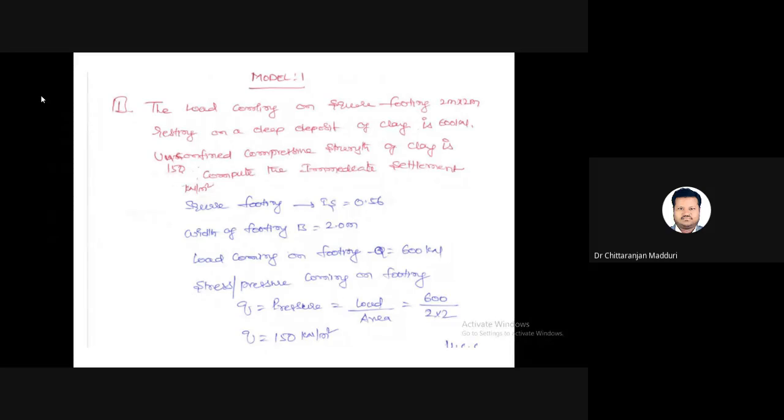Net foundation pressure coming on the footing is equal to load by area, 600 divided by 2 by 2. So net foundation pressure is equal to 150 kilonewtons per meter square.